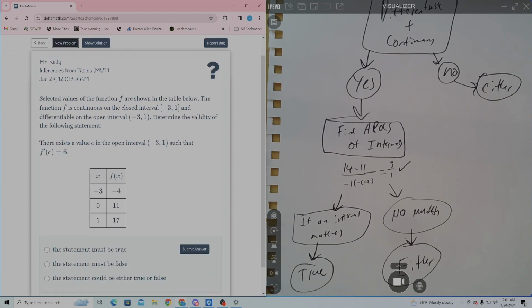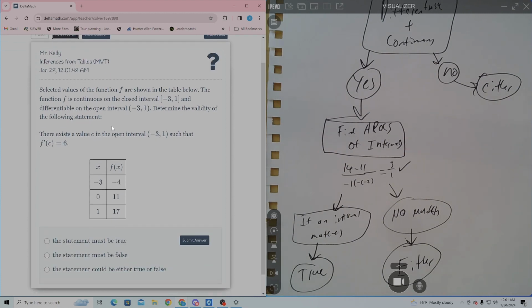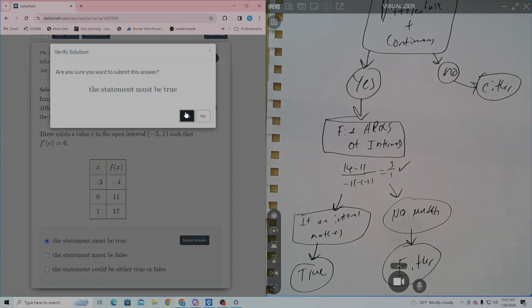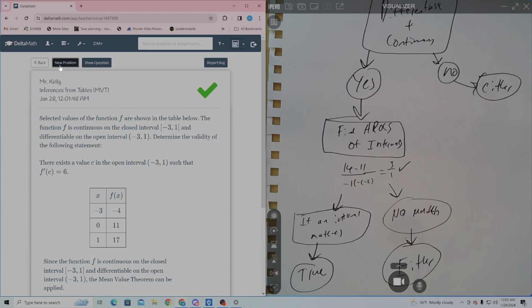Let's do another one. It is continuous and differentiable. I see that. Determine the validity of the following statement. There exists a C. Okay, so it's saying 6. So since it's continuous and differentiable, I go to this step. I find the AROCs. I look for an AROC of 6, and I can tell you by looking at it. Oh, I see one right here. See this? This is not 6 right here. This is 15 over 3. This is 5. But from here to here, it's up 6, up 1. So that's true, because that is an AROC of 6 right there.